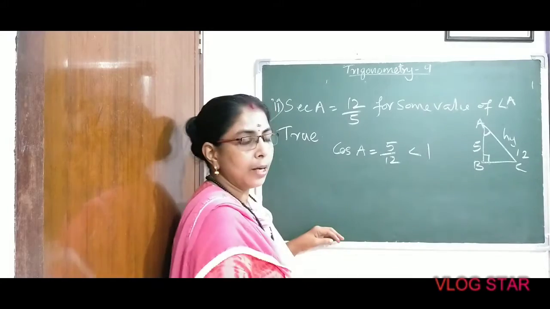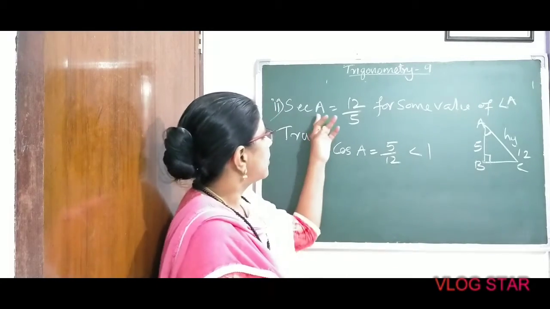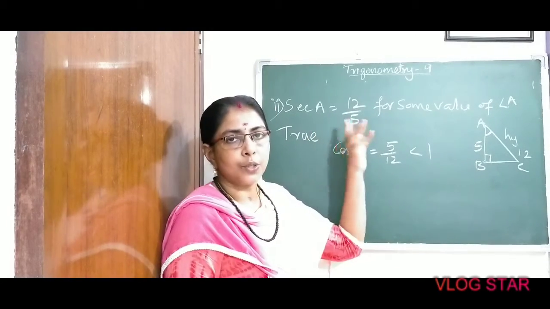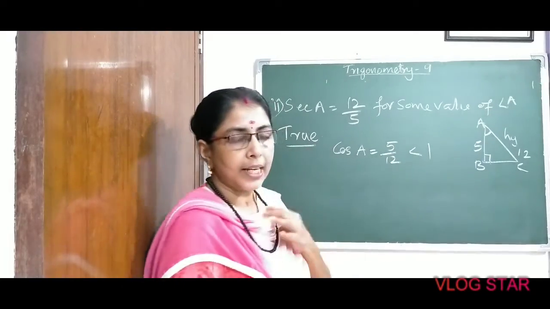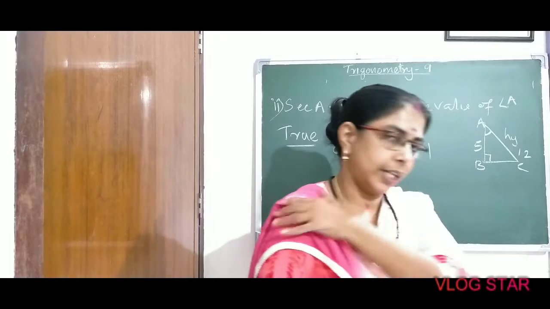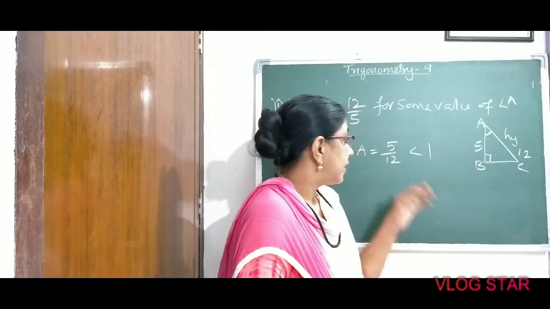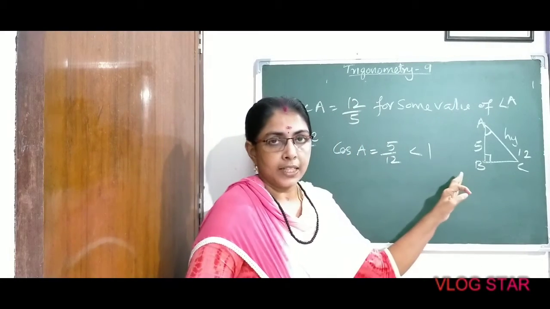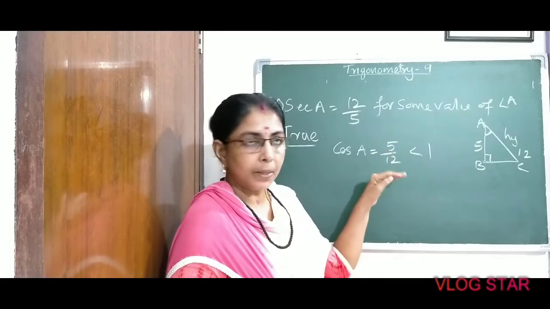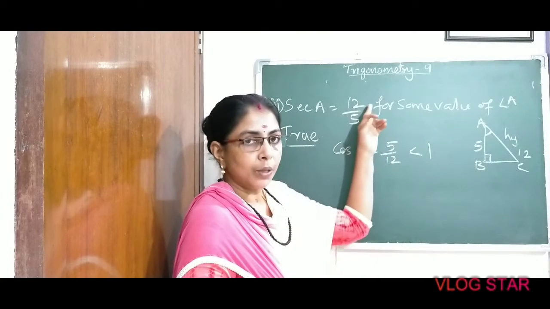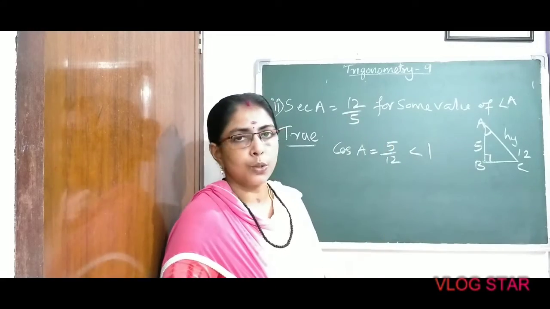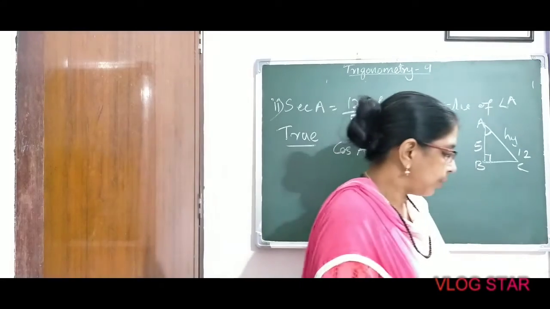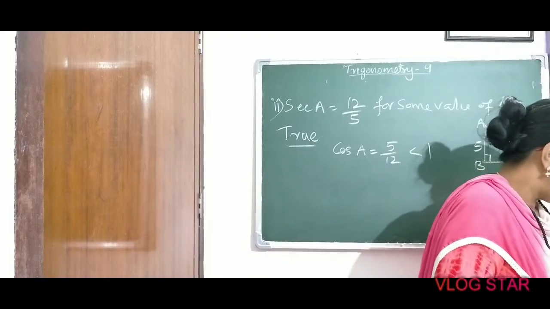Therefore its reciprocal, sec A, is equal to 12 by 5. It is true. Therefore this statement is true. The second statement is a true statement because cos A is always less than 1, therefore its reciprocal must be greater than 1. We know that 12 by 5 is greater than 1. Therefore this statement is true. Now let us move on to the next statement.